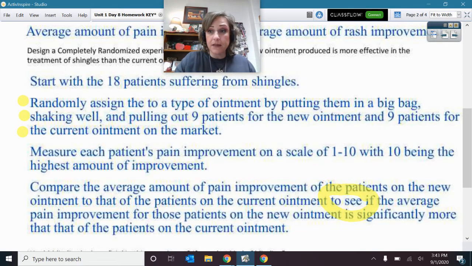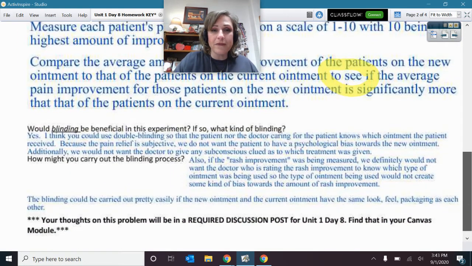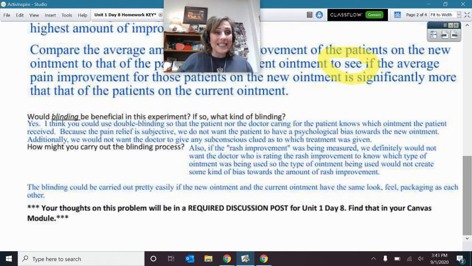That's your SRAP Me cap. Done. Oh, more interesting questions. Blinding. And I think this will be in the discussion. Will blinding be beneficial in this experiment? If so, what kind of blinding?